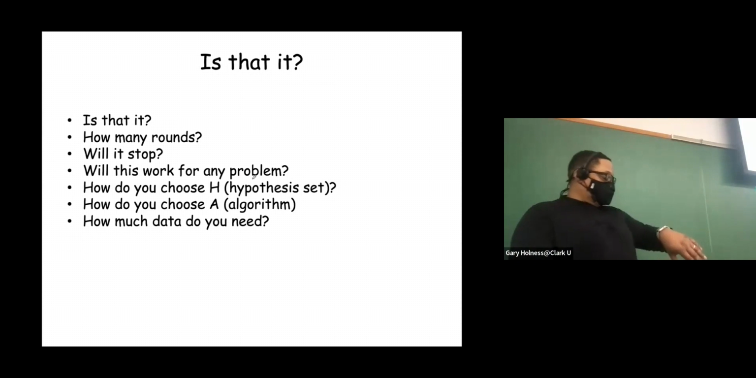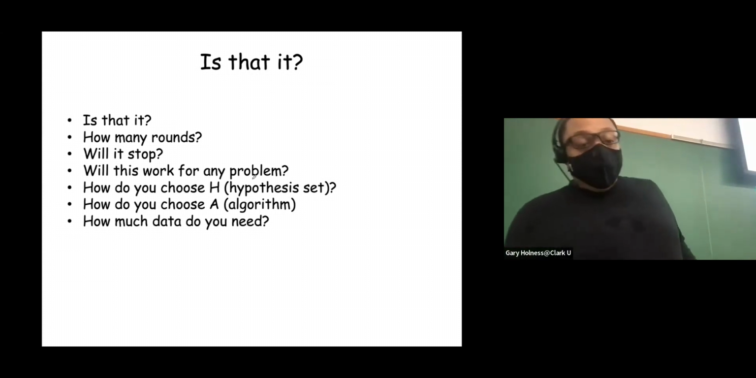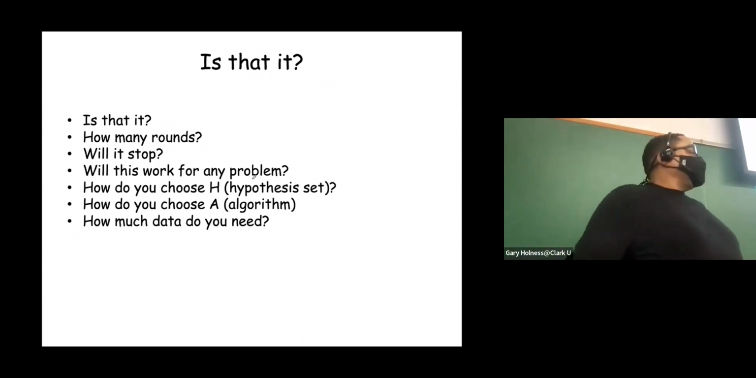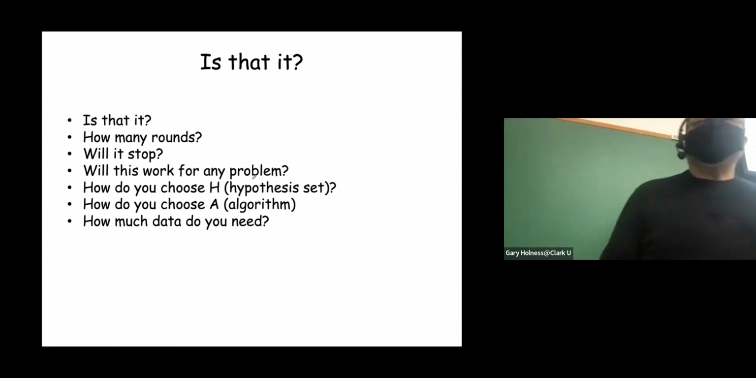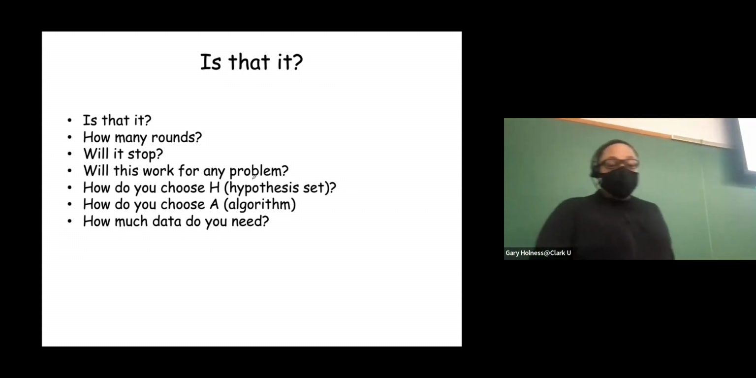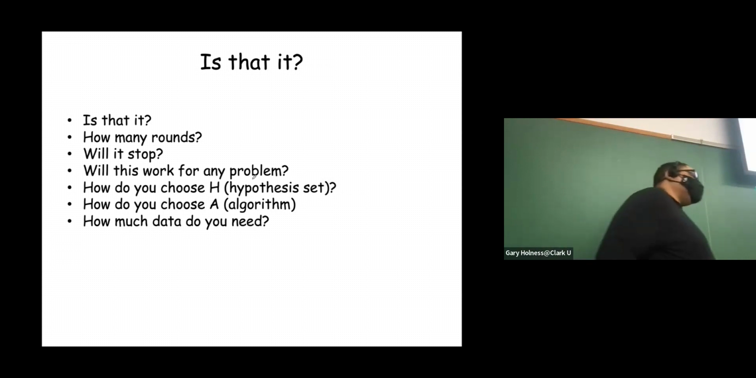But there are lots and lots of issues wrapped up in this. How many rounds do you run this? What does convergence mean? Maybe convergence means the in-sample error rate changes no more than 5% from one round to the next. Maybe it's a fixed number of rounds, like 1,000 rounds or 100,000 rounds. That's one of the things that you need to talk about. Will it work for any problem? What sort of geometries for your point clouds will this work well for? Because it doesn't work well for all geometries.